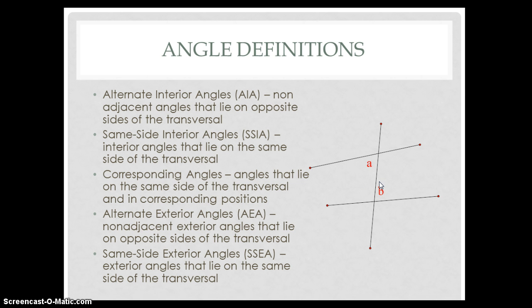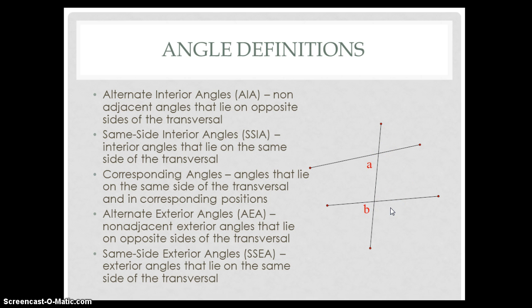Now same side interior angles would be interior angles that lie on the same side of the transversal. So now instead of being on opposite sides, they're going to be on the same side. Corresponding angles are angles that lie on the same side of the transversal, like same side interior, but they're in corresponding spots or in the same type of position. So notice A and B here are corresponding because they're both this corner angle of my diagram.